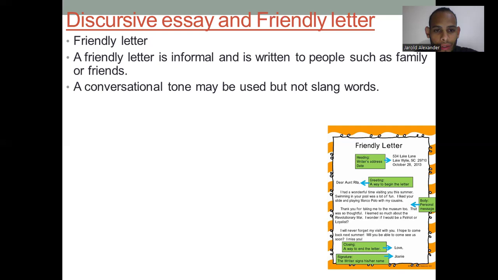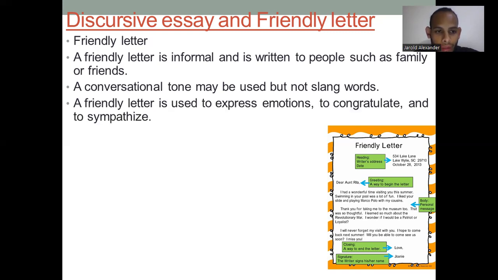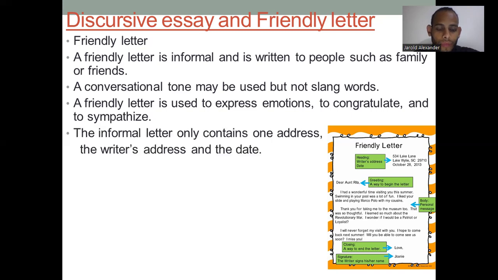A conversational tone may be used, but not slang words. So the writer can write in a way of expressing themselves through conversation, which is very important for a letter. A friendly letter is used to express emotions, so it is used to congratulate or to sympathize, to ask for advice. The informal letter only contains one address as mentioned, so it is the writer's address and the date that the letter is written.